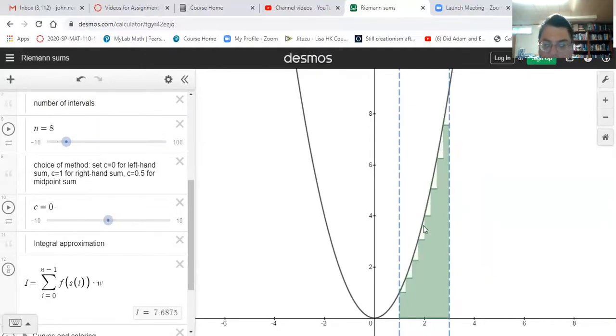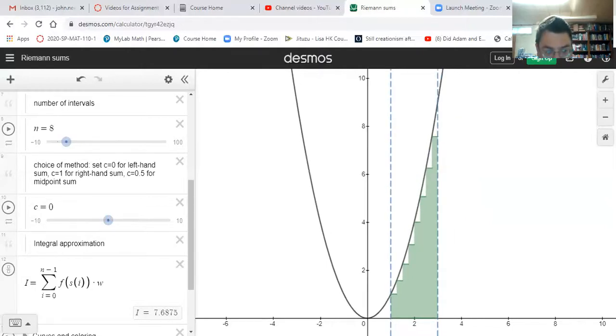And for the left-hand sum, which is the underestimate, I get like 7.687. For my right-hand sum, the overestimate, I get 9.687. And then for my midpoint, I get 8.65625. That's my midpoint estimate. So you get your left hand, right hand, midpoint estimates just like that.